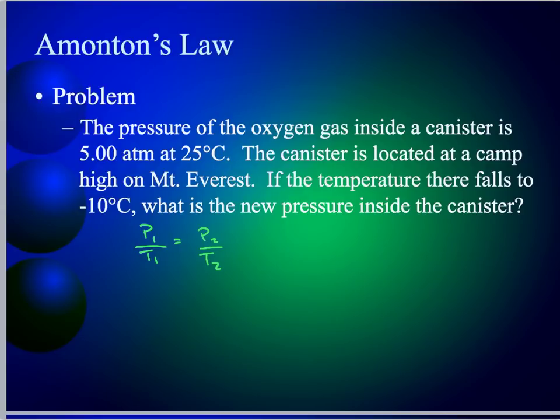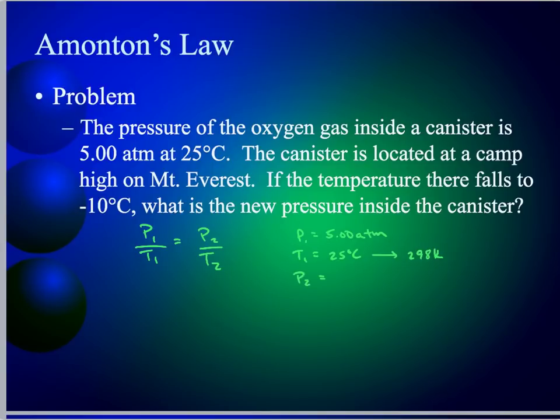Let's go ahead and label some stuff here. My initial set of conditions. My P1 is going to be 5.00 atmospheres. Okay. My initial temperature, T1, can't be in Celsius. I've got to convert that over to Kelvin. That is 298 Kelvin. So that's basically room temperature.